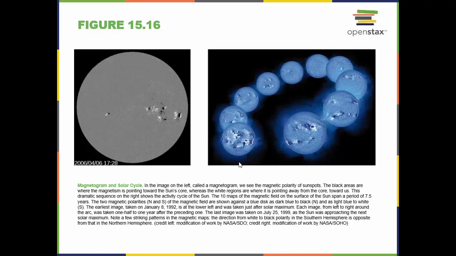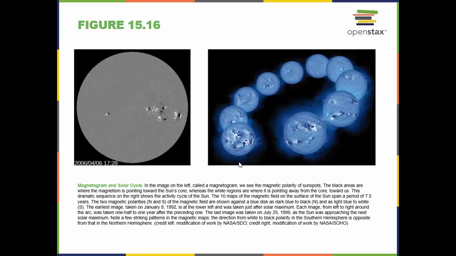So the sun has a strong magnetic field just like the Earth does. And here we see a magnetogram and the solar cycle. In the images on the left, called the magnetogram, we see the magnetic polarity of the sunspots. The black areas are where the magnetism is pointing towards the sun core, whereas the white regions are where it is pointing away from the core towards us. And this dramatic sequence on the right shows the activity cycle of the sun.